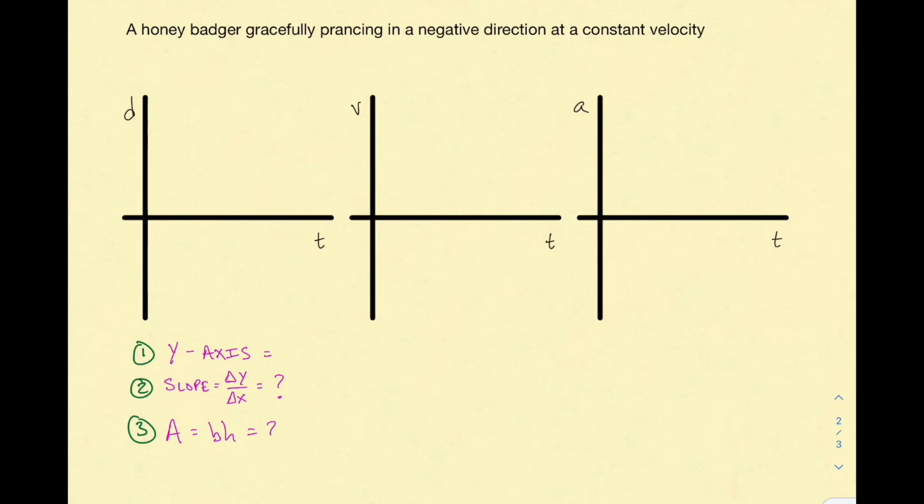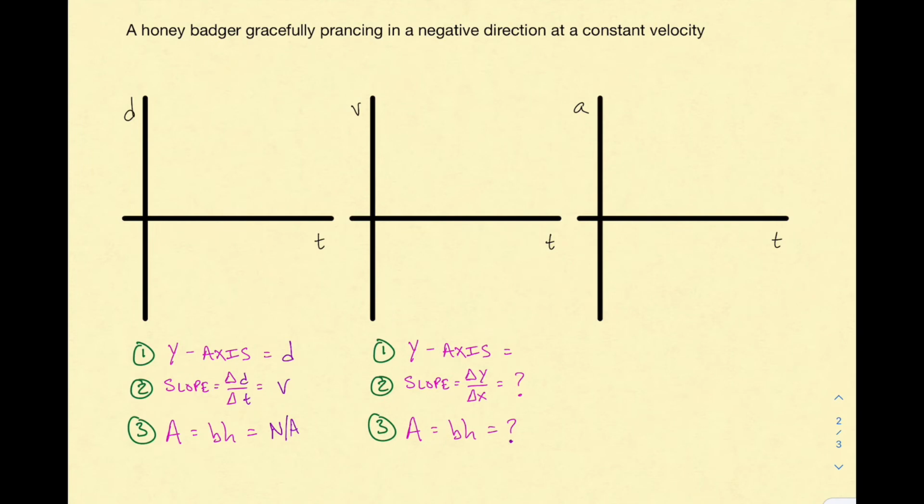So let's take a look at this honey badger example. Okay, honey badger, gracefully prancing in a negative direction at a constant velocity. Pretty exciting stuff. Okay, so you see under this displacement versus time graph, I have the three ways that we can look at the graphs. The y-axis on that graph is displacement. The slope is the d divided by the t, the y divided by the x, and that's equal to the velocity. Okay, and the base times the height is equal to nothing. Distance times time is not a thing.